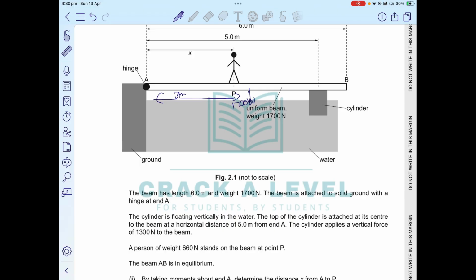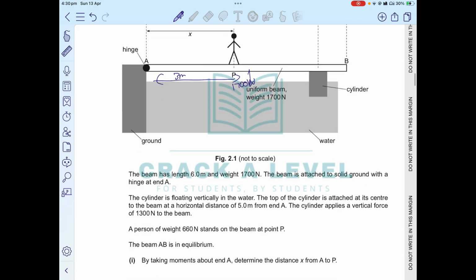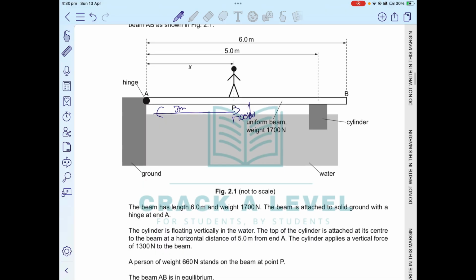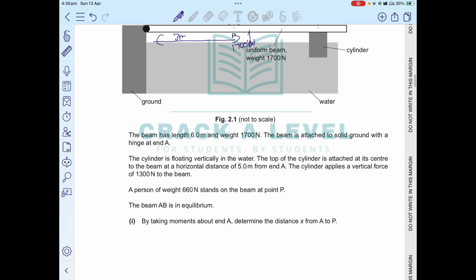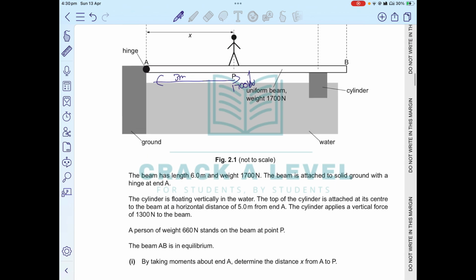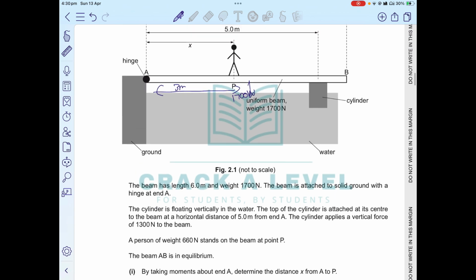The beam is attached to the solid ground with a hinge at A. The cylinder is floating vertically in the water. The top of the cylinder is attached to the beam at a horizontal distance of 5 meters, so the distance between A, the hinge, and the cylinder is 5 meters. The cylinder applies a vertical force of 1300 newtons to the beam. A person of 660 newtons stands on the beam at the point B.